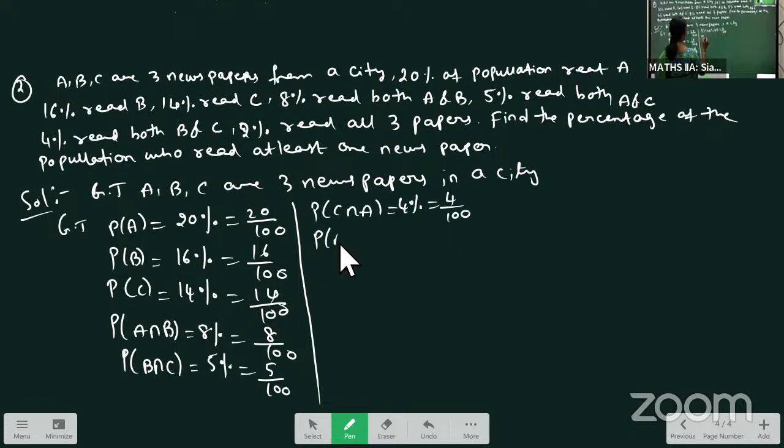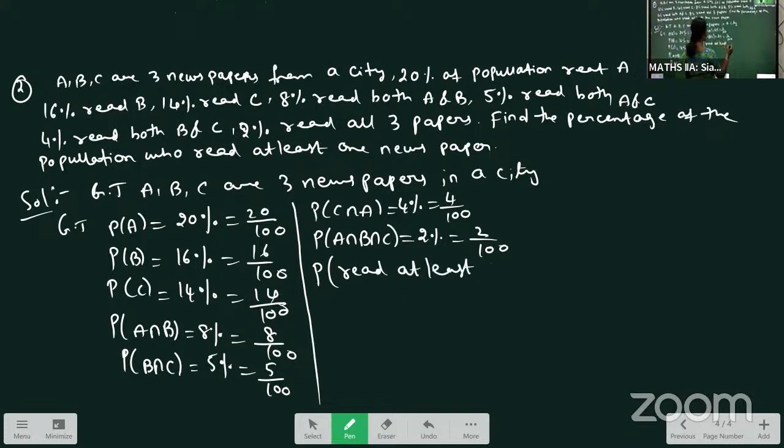And probability of all three means A and B and C, and means intersection, or means union here. So all three means A and B and C. 2% people will read. We can write it as what? 2 by 100. Now, what is the question? Find percentage of the population who read at least one newspaper. So we want probability of read at least one newspaper.